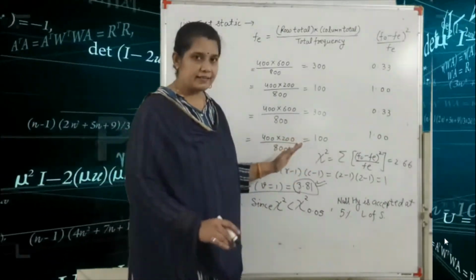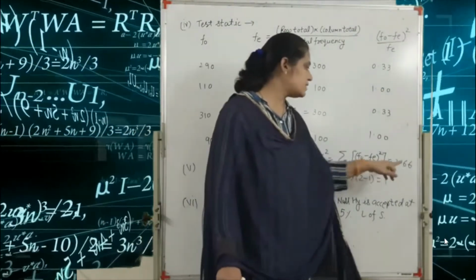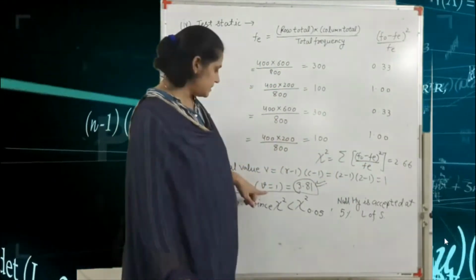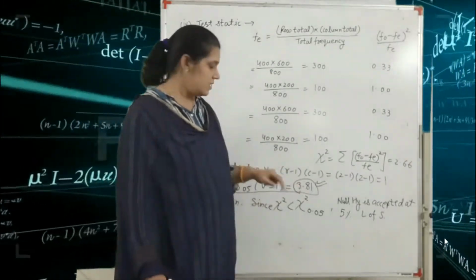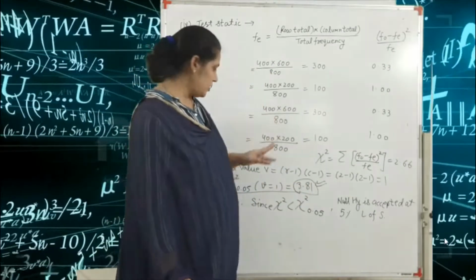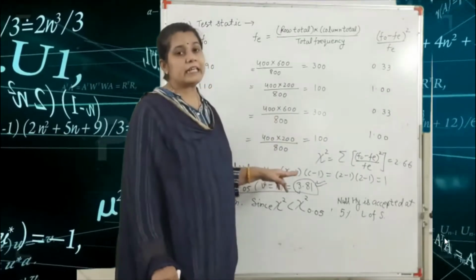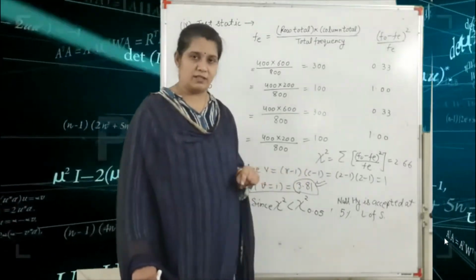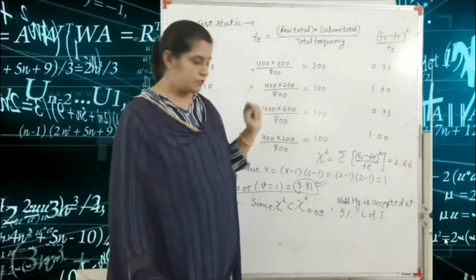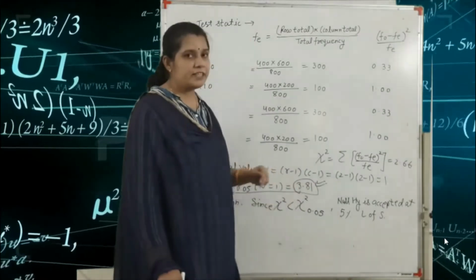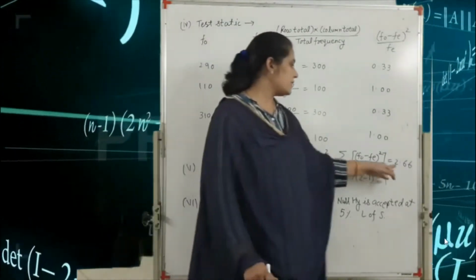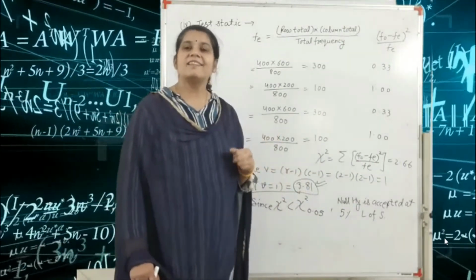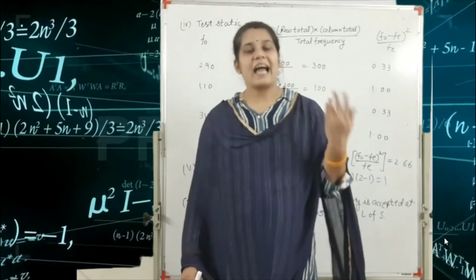You just compare it. You have the calculated value of chi-square, 2.66, and the chi-square at 5% level of significance with v equal to 1 is 3.81. But always keep in mind, for the critical value, the degree of freedom formula is row minus 1 into column minus 1, in independence of attributes. This value is already given in your question. So your chi-square value 2.66 is less than 3.81. That means the null hypothesis is accepted.